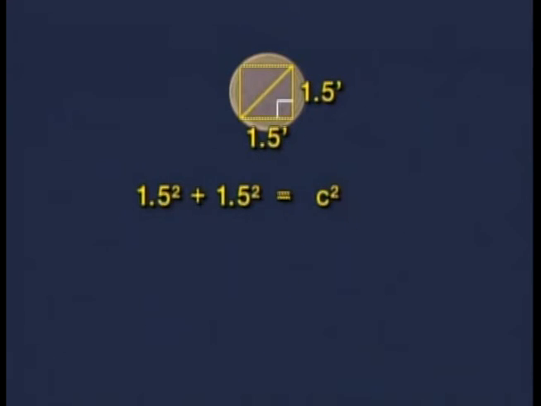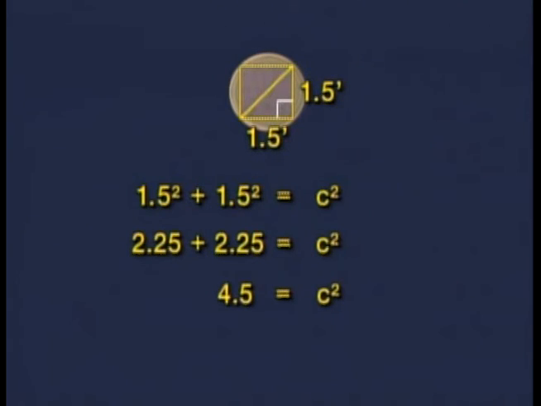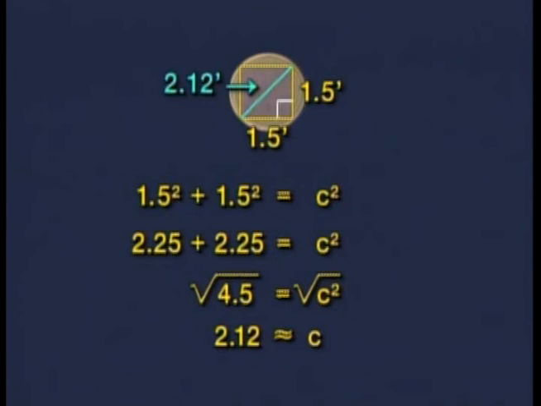1.5 squared plus 1.5 squared equals c squared. Square the numbers, then add. 4.5 equals c squared. Next, take the square root of each side of the equation. The square root of 4.5 is approximately 2.12. The smallest size log the lumber company can use is just a hair larger than 2.12 feet in diameter.